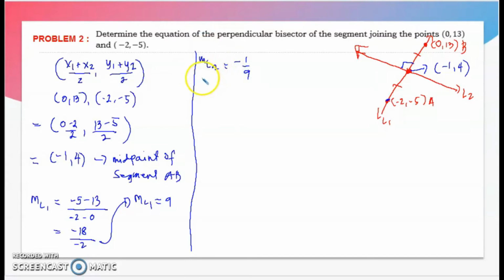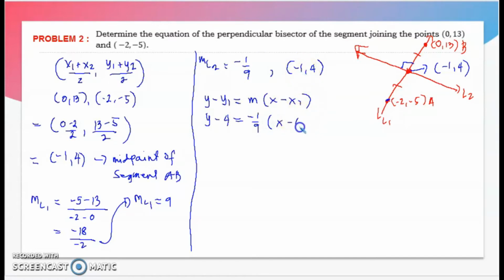Now we have enough information to find the equation of line 2. We have the slope and the point, which is the midpoint, with coordinates (-1, 4). We have a point and a slope. So use point-slope form, which is y minus y1 equals m times x minus x1. So substitute the values: y minus y1, which is 4, equals the slope, -1/9, times x minus x1, which is -1. And then simplify this.